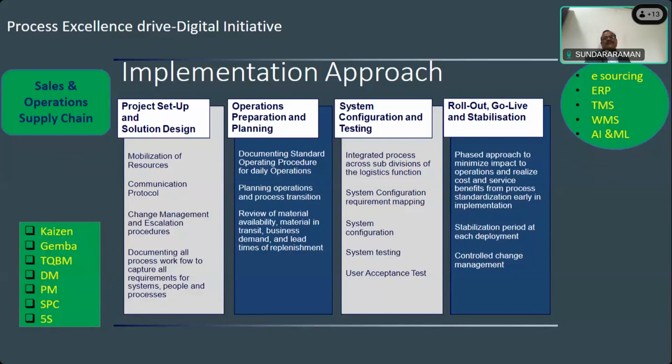So implementation, basically, what I feel is that you need to have a process excellence drive. It starts from sales and operation supply chain. Most organizations have a sales team working on that, and you need to have the basic quality system: the Kaizen, Gemba, TQBM, daily management, program management, policy management, SPC, and 5S. You'd have internal processes, but they should be digital driven, not driven by manual mode. In addition, you'll have systems like e-sourcing, ERP, TMS, WMS, and AI/ML capability.